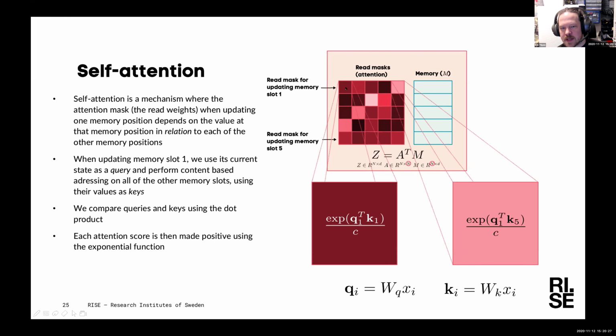You can see that the first element here will be the dot product of the query vector for memory slot 1 and the key vector for memory slot 1. Then to determine how much of the fifth value I would use when updating slot 1, I use the query for slot 1 and the key for slot 5. This gives me these scores, which I will use in the attention. Then we use the softmax function, which exponentiates this dot product. This is something we will spend quite some time discussing further.